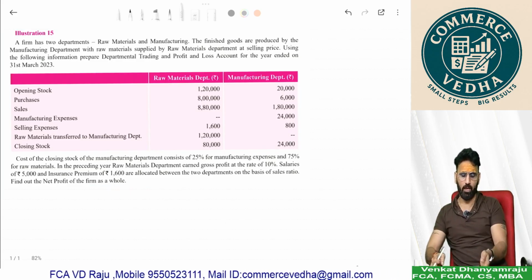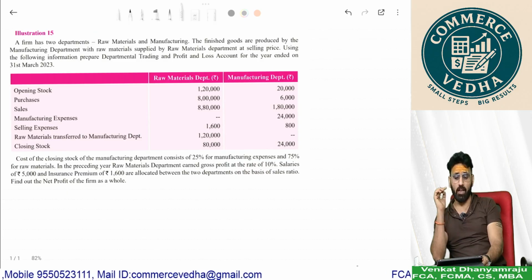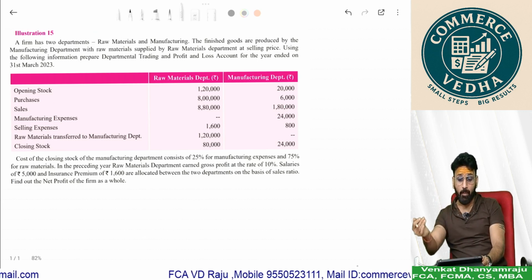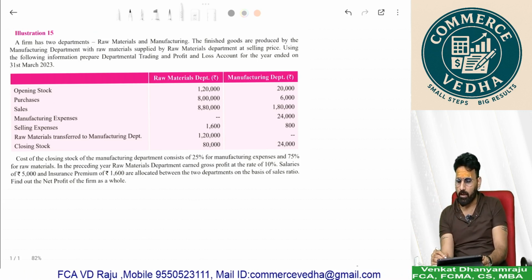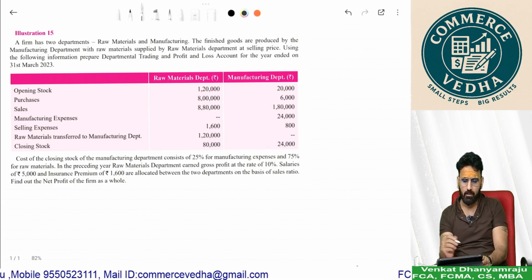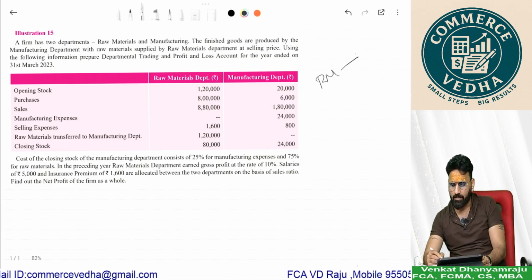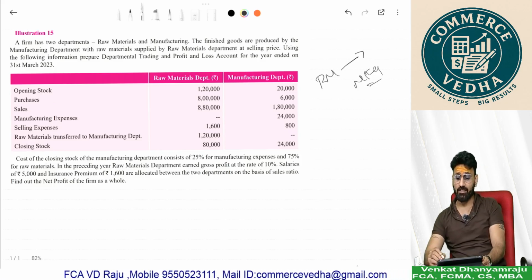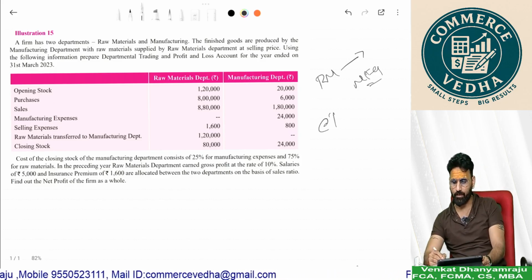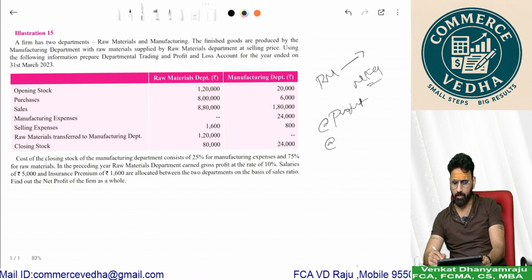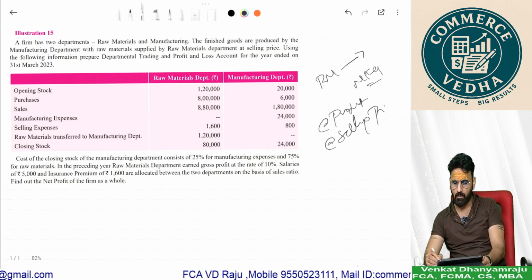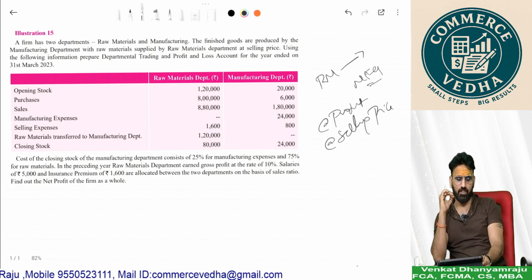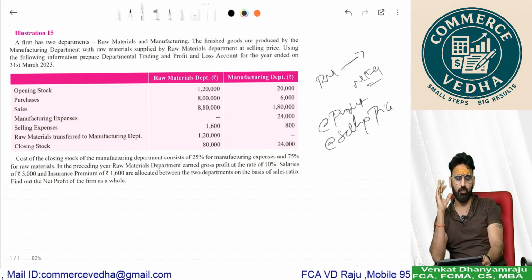If I read the question, a firm has two departments, raw material and manufacturing. The finished goods are produced by the manufacturing department with the raw material supplied by the raw material department. So here the raw material department is sending goods to the manufacturing department, right? However, the raw material department sends the goods to manufacturing at profit, because at selling price. Selling price includes profit.